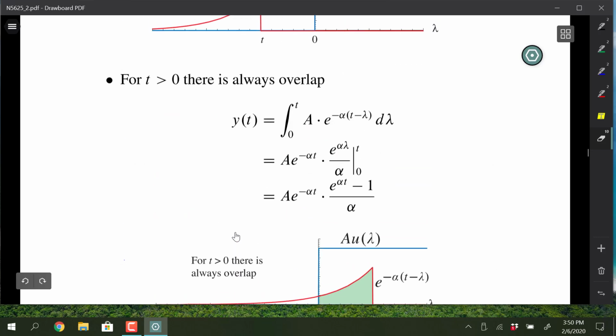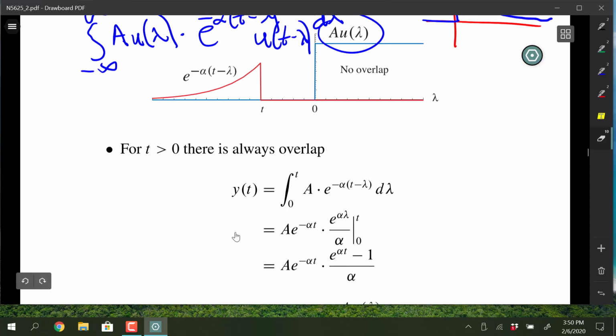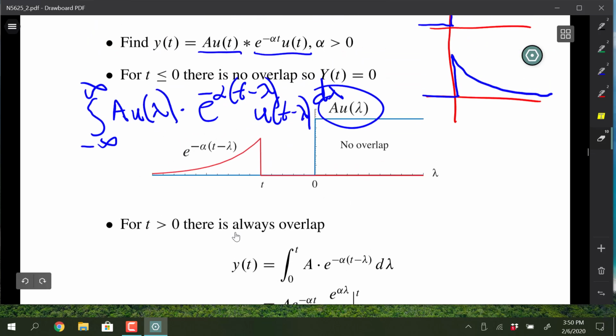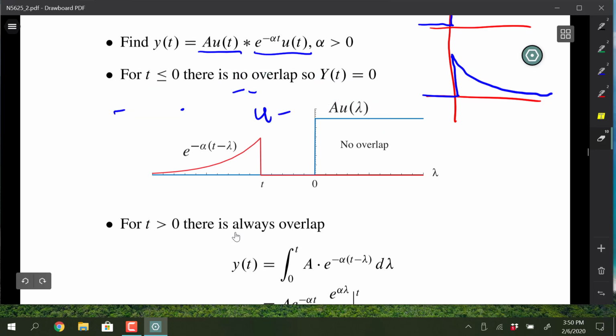So at any rate, for this problem, I chose that orientation, and once I have that picture drawn, then I can visualize everything I need to do the convolution integral. So I'm going to integrate from minus to plus infinity. The first case is when t is less than 0. There's no overlap, so the output, y of t, is equal to 0.